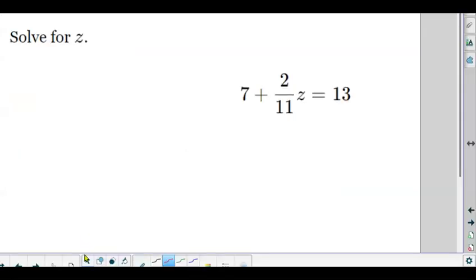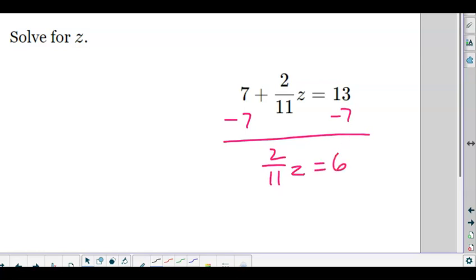Again, when you're solving or isolating for a variable, the first thing you're going to do is find your variable, and then find any constant that is on the same side as that variable, and clear that constant first. Then if you have a coefficient that's a fraction, you're going to multiply by the reciprocal.